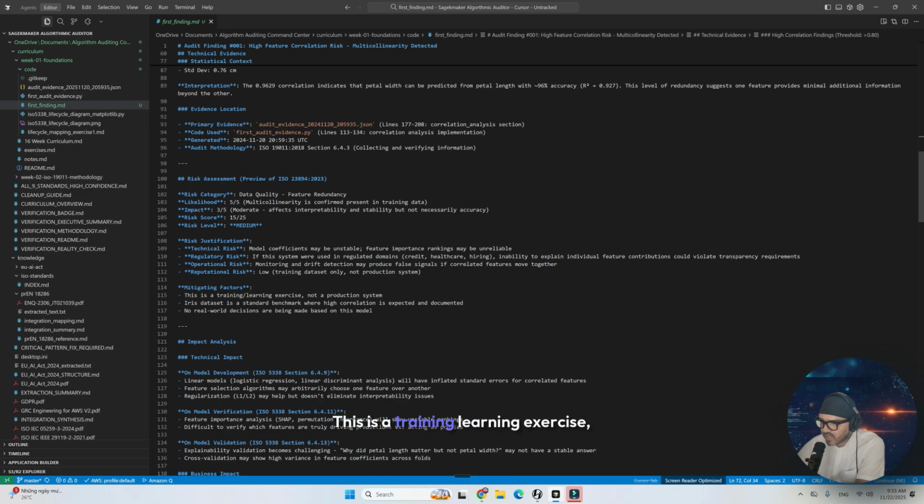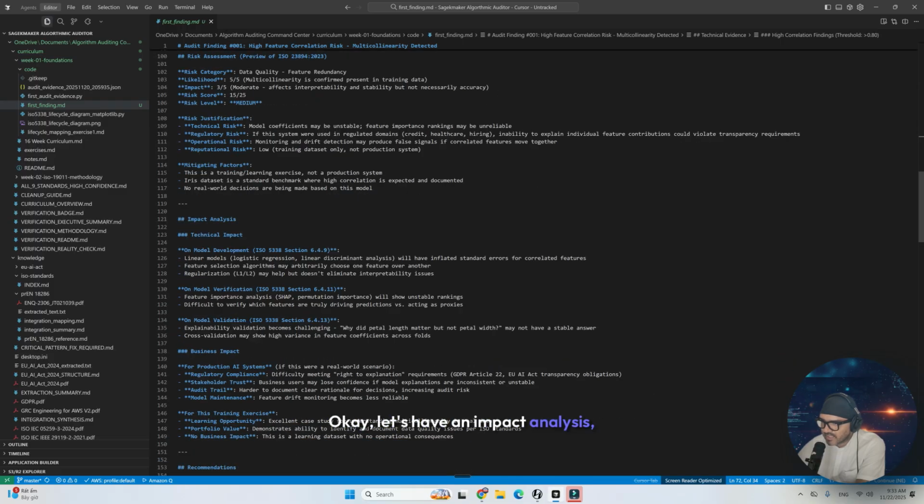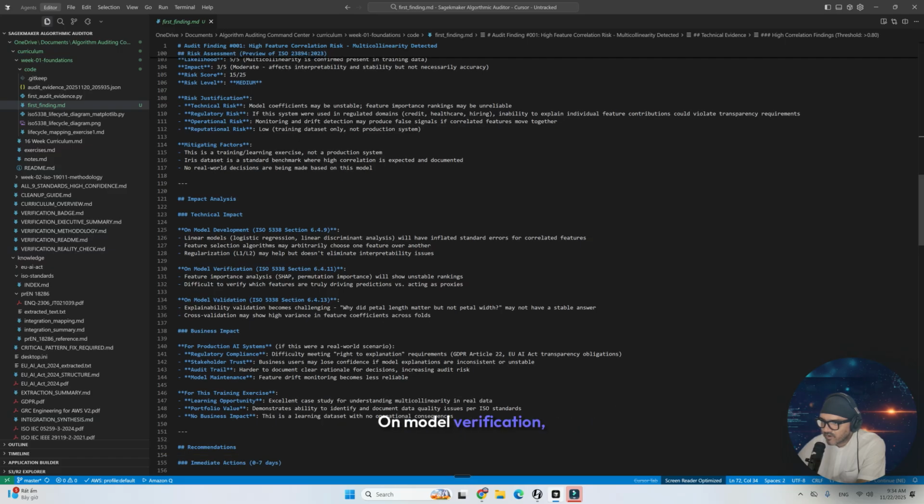Mitigating factors: this is a training learning exercise, not a production system. Iris dataset is a standard benchmark where high correlation is expected and documented. No real world decisions are being based on this model. Okay, let's have an impact analysis. Technical impact on model development, ISO 5338: linear models, logistic regression will have inflated standard errors for correlated features. Feature selection algorithms may randomly choose one feature over another. Regularization, L1, L2, may help, but doesn't eliminate interpretability issues. On model verification, feature importance analysis, SHAP, permutation importance will show unstable rankings.